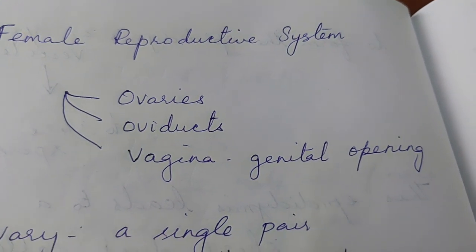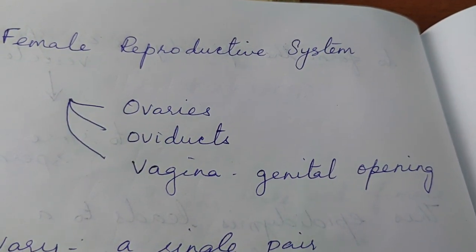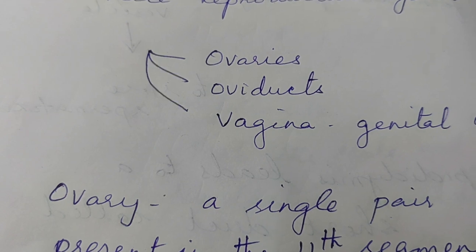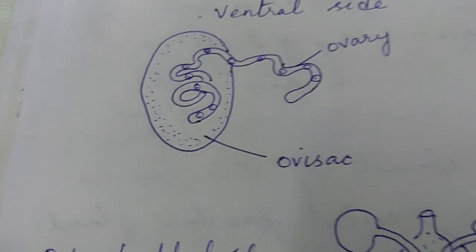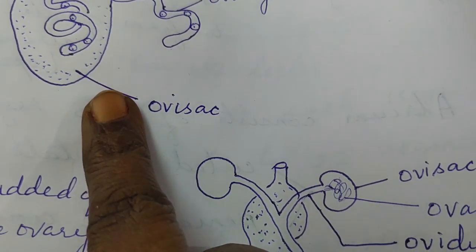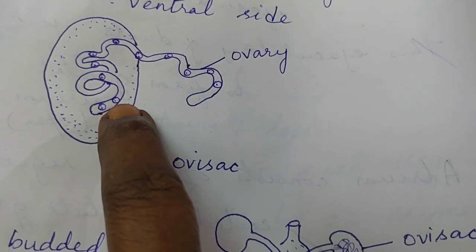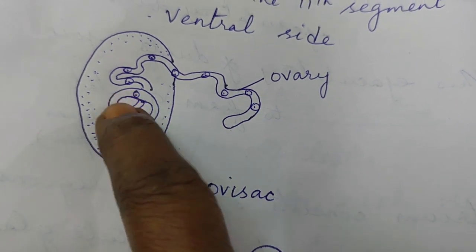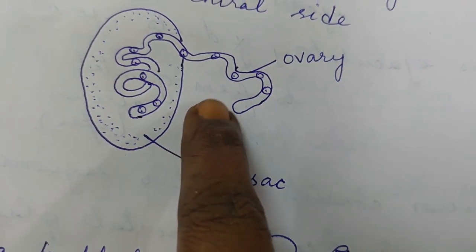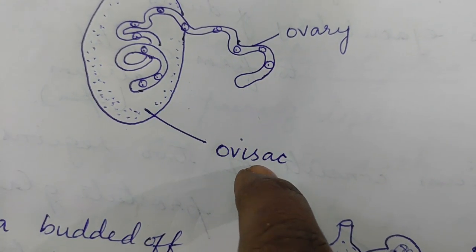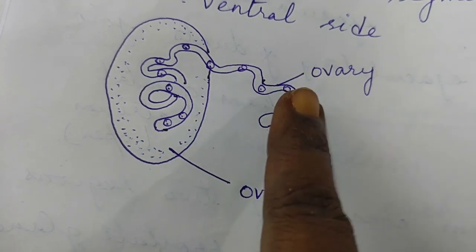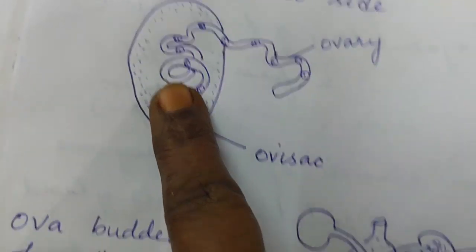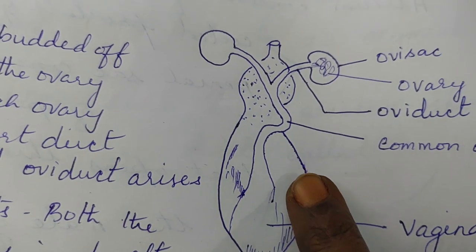Coming to female reproductive system. Female reproductive system comprises ovaries, oviducts and vagina. We can see the diagram here. This is ovisac. Actually, inside the ovisac, ovary is present. Okay, ovary is like a ribbon, like coiled tubes that is present inside the ovisac. Ovi abdinala egg nu artham, sac abdina bag, ovary kulla egg irukku nu artham. Okay, so in the ovisac kulla ovary irukku. Ipo inda pagudhi enga irukna, inga vaanga. This is female reproductive organ.